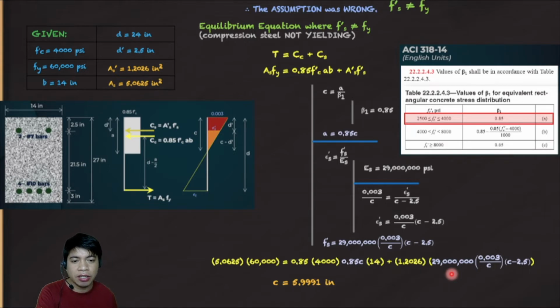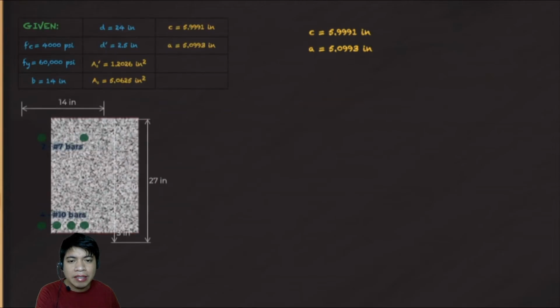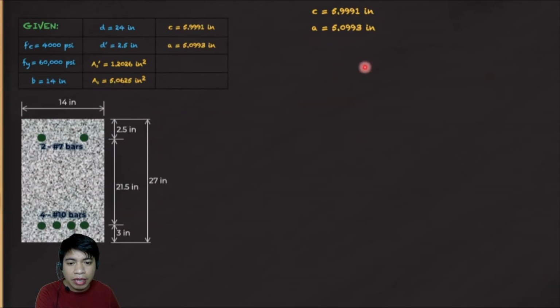5.9919991 inches. Okay. So, dahil nga dito sa relationship ni A at saka ni C na A is equals to 0.85C, then makukuha natin si A na 5.0993 inches. Okay. So, ngayon guys, ito na yung nakuha natin na value ng C at saka value ng A.